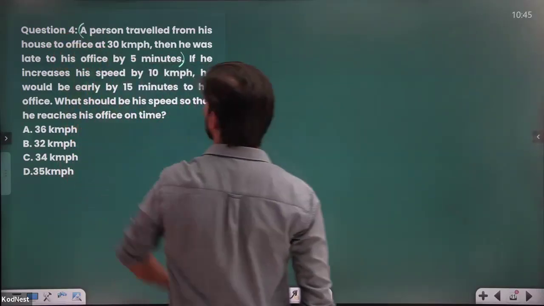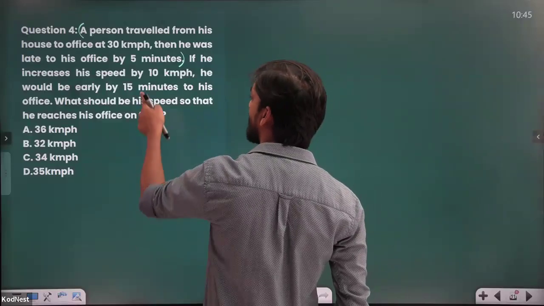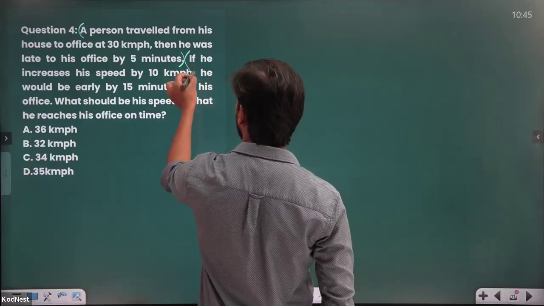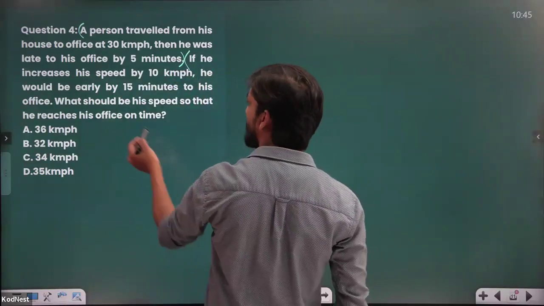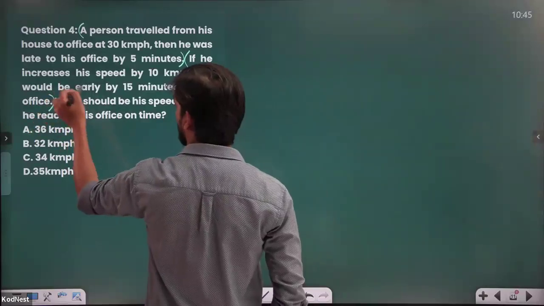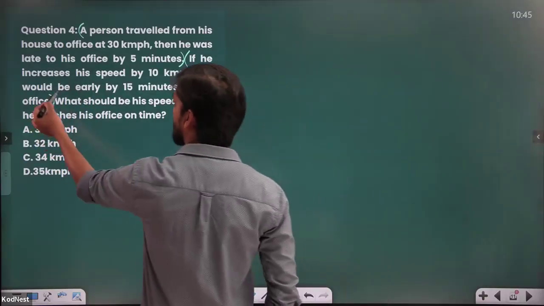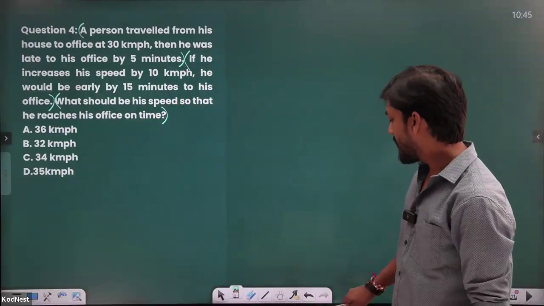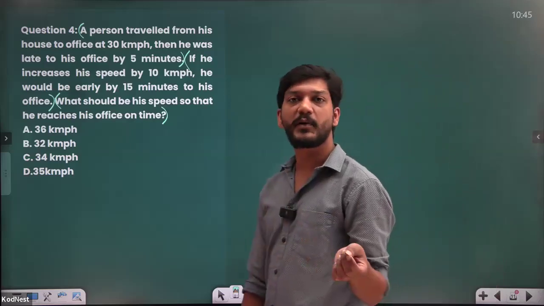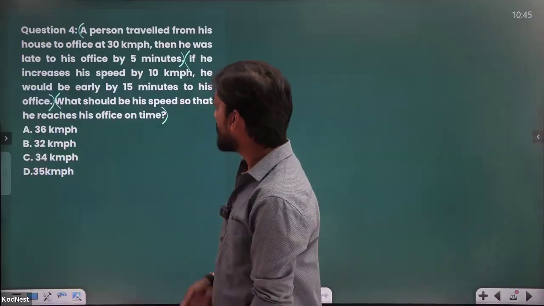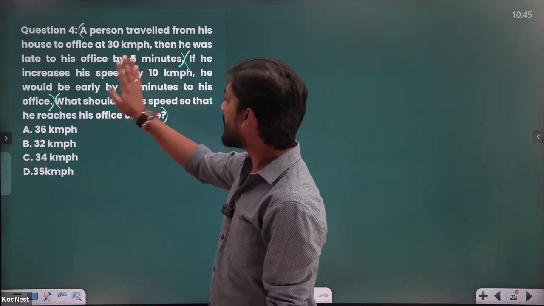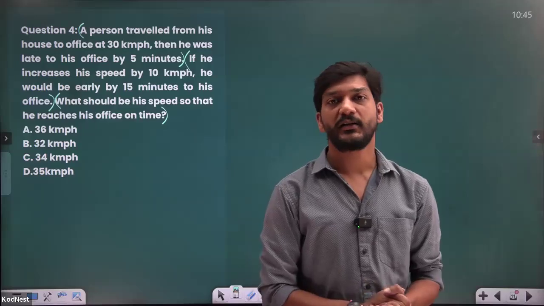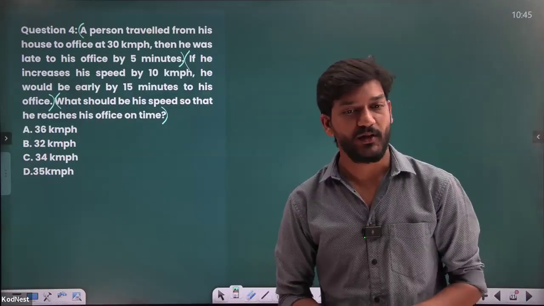First situation: if he increases his speed by 10 kmph, in that case he would be early to the office. Second situation. The third situation is the question, because the question is not direct. It's not like what is the distance, what is the speed, what is the time. The question is what should be the speed so that he reaches the office on time. So three situations are there. Carefully understand.